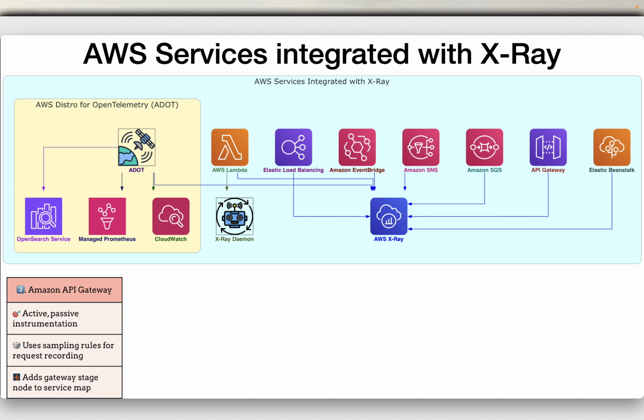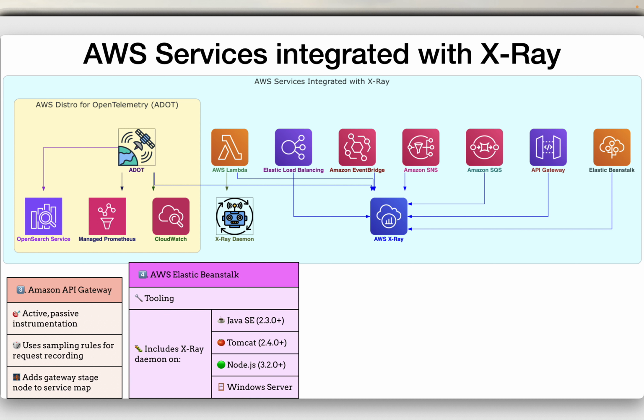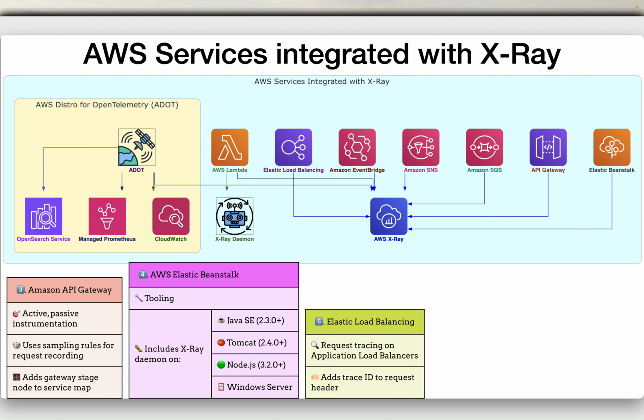Then Amazon API Gateway, active and passive instrumentation. API Gateway uses sampling rules to determine which requests to record and adds a node for the gateway stage to your service map. Next one is Elastic Beanstalk. Elastic Beanstalk includes the X-Ray daemon on the following platforms: Java Standard Edition 2.3.0 and later, Tomcat 2.4 and later, Node.js 3.2.0 and later, and Windows Server. Then Elastic Load Balancing, request tracing on application load balancers. The application load balancer adds the trace ID to the request header before sending it to a target group.